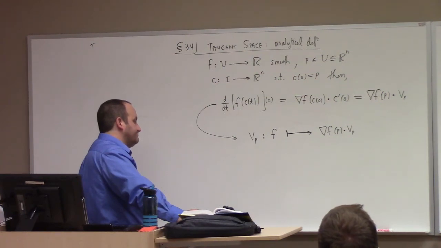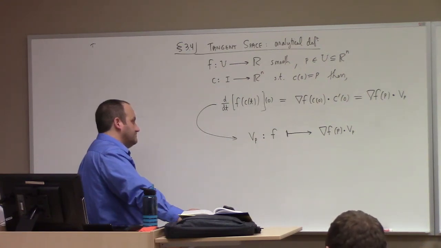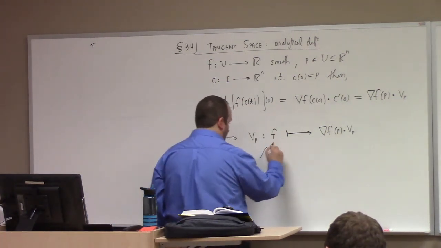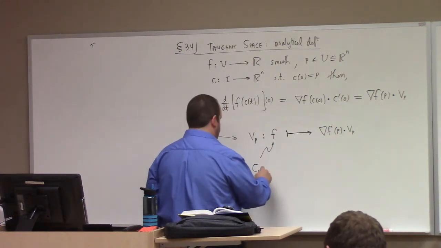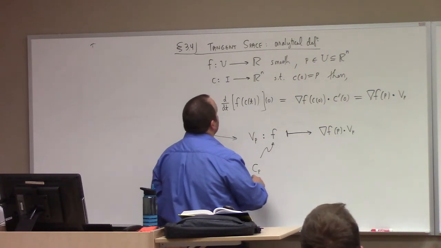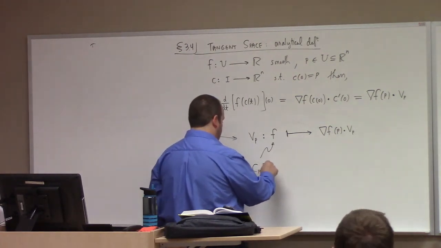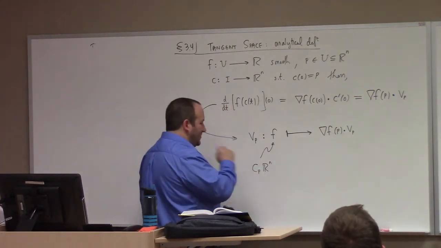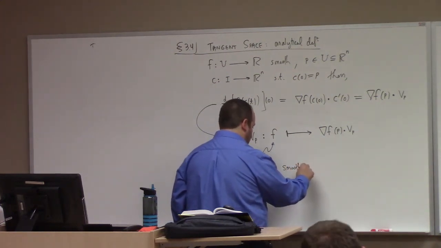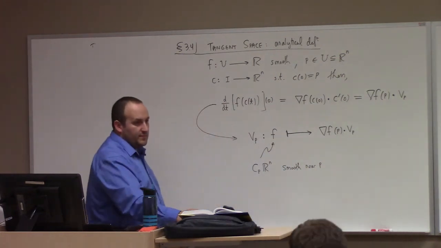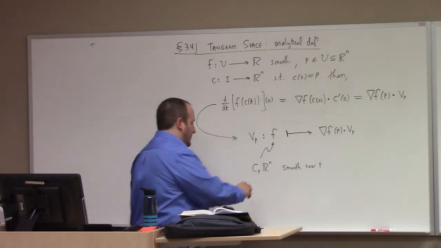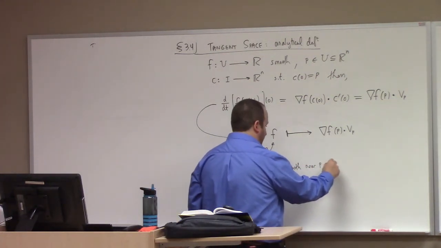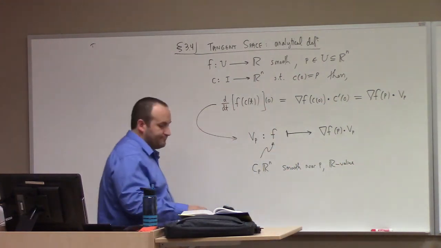So here, this f has to be in what's called C_p, I guess I don't know what the right letter to write is here at this point. Maybe C_p of R^n, I suppose. And what that means is it's smooth near p. So we can calculate the derivative of the function at p. And to be more pedantic, it's smooth near p and real valued, okay? I'm talking about real valued functions.